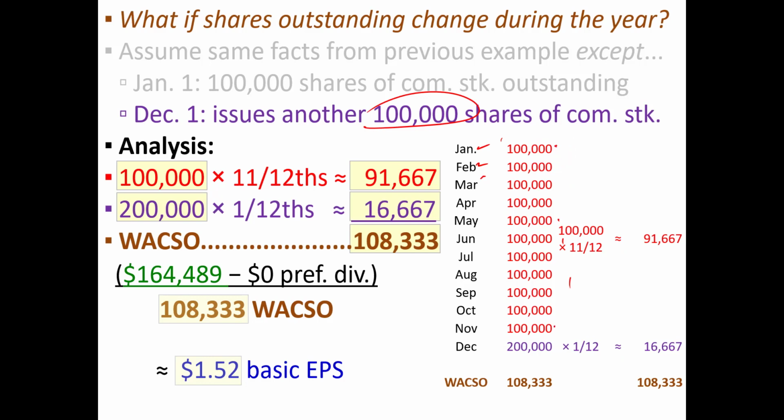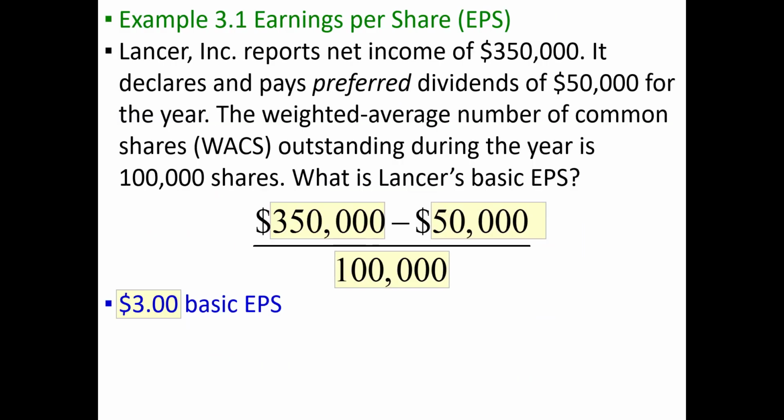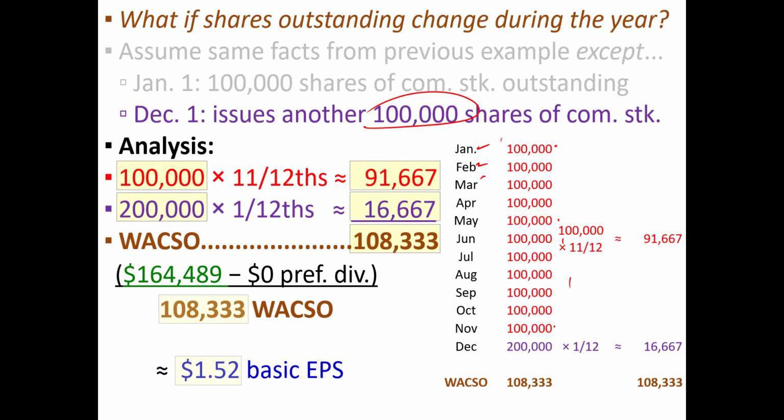100 times 11. Back this up. 100 times 11 gets me 1100, right? Then 200 happened 1/12 of the year, so just leave it as 1/12. Let's leave it times 1. 1,300, and then divide that by 12 observations. What do we get? Weighted average 108,333.